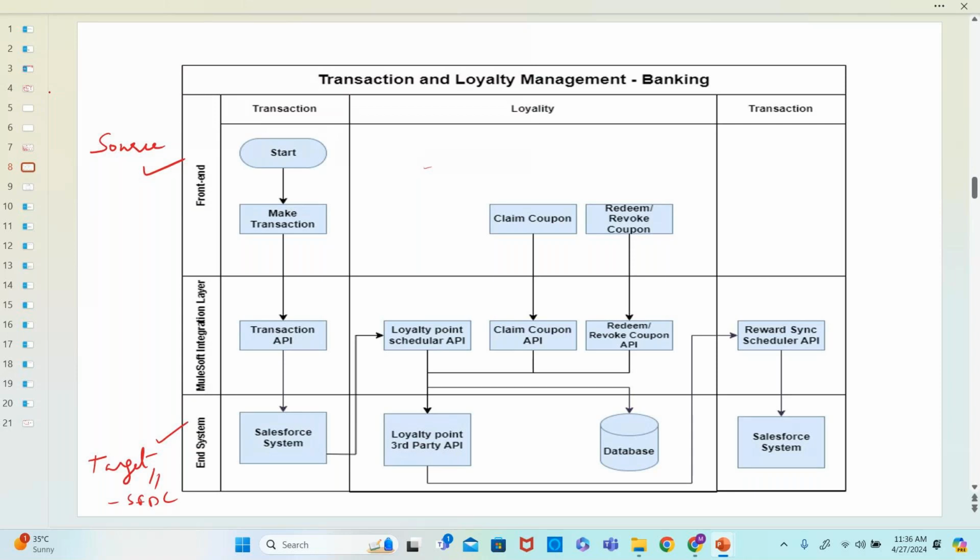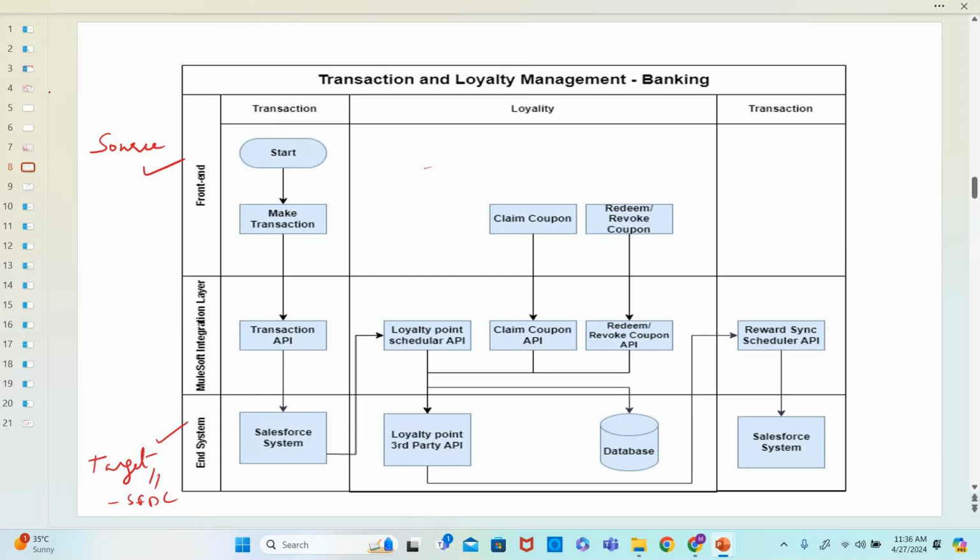What is the tool being used for implementing the integration layer? MuleSoft, actually. This is the middleware layer, exactly. Now, this is the journey of a particular transaction of a particular customer. As soon as any customer raises a credit card transaction, it will invoke the transaction API and then it will be updated to the Salesforce system.